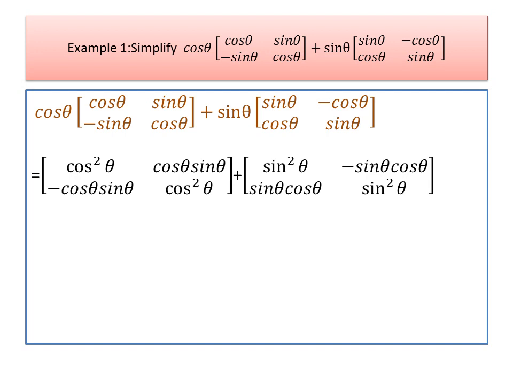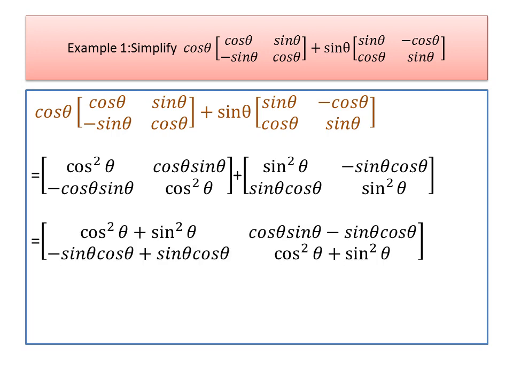Since there is an addition symbol between the matrices, we are going to add the corresponding elements of the two matrices. If we add, I'll get cos square theta plus sin square theta as the first position. For the second position, cos theta sin theta minus sin theta cos theta. Third position, minus cos theta sin theta plus sin theta cos theta. Last position, cos square theta plus sin square theta.